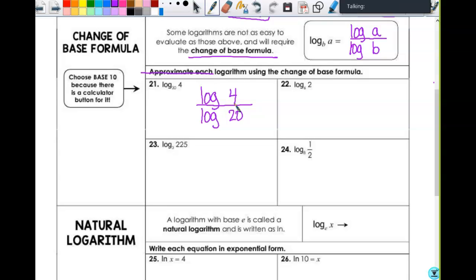All right. So go ahead and fill in the next 3. They should be pretty simple to get filled out.